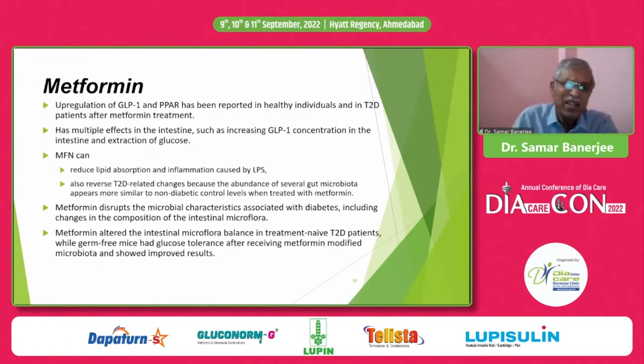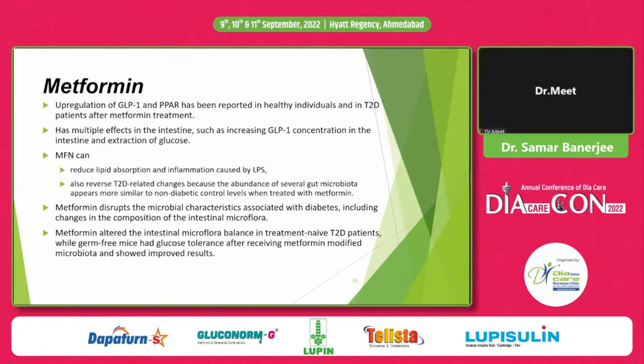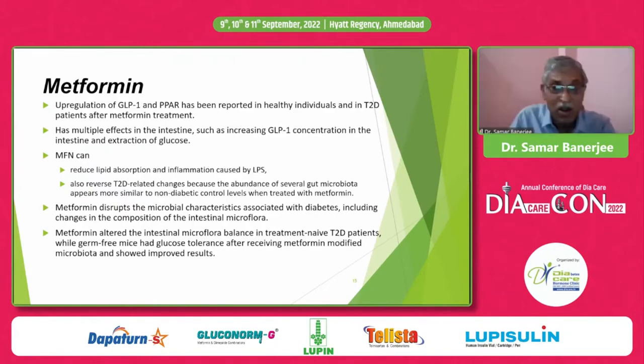Of the anti-diabetic drugs, metformin is very promising in its effect on the microbiota. It leads to upregulation of GLP-1 and PPAR receptors in healthy individuals and in type 2 diabetes. It has multiple effects in the intestine, such as increasing GLP-1 concentration in the intestine and extraction of glucose. It reduces lipid absorption and inflammation caused by lipopolysaccharide, and also reverses type 2 diabetes related changes because the abundance of several gut microbiota appears more similar to non-diabetic control levels when treated with metformin. So metformin changes the microbiota of a diabetic person to be like a non-diabetic microbiota.